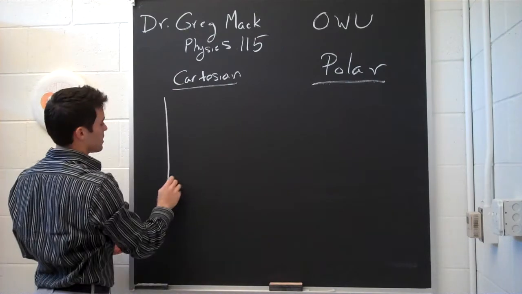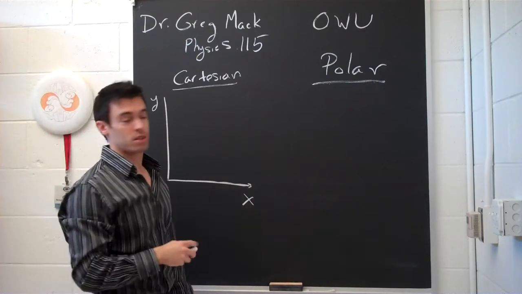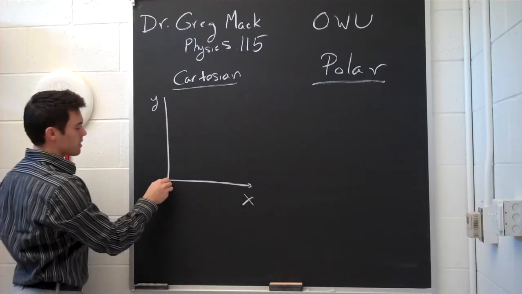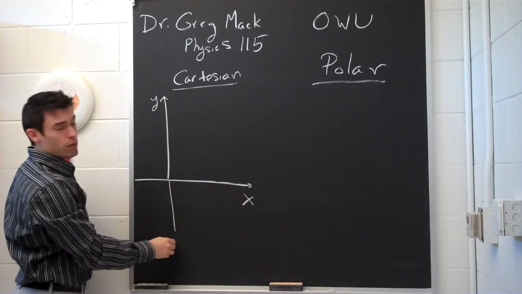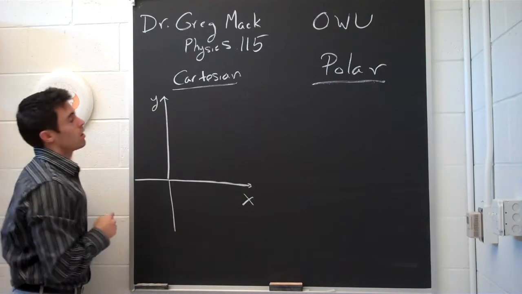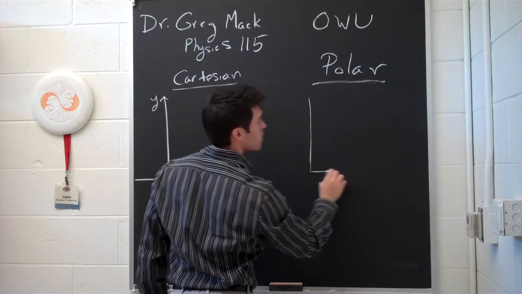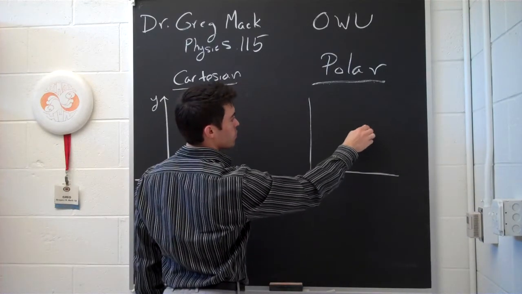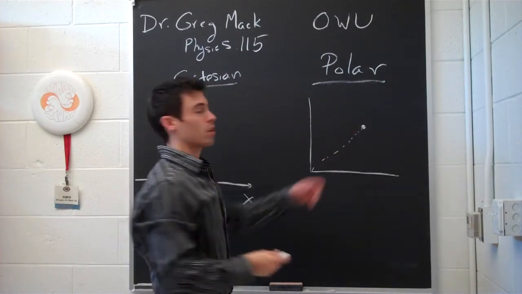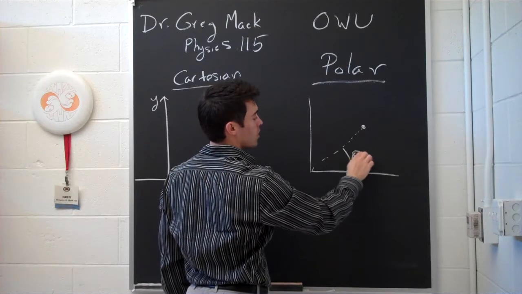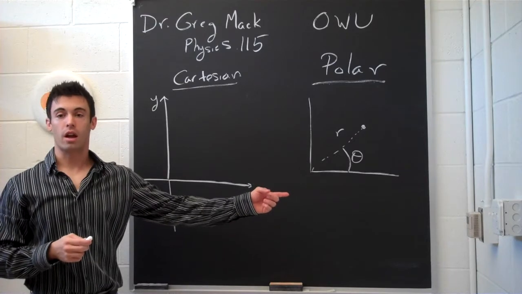The Cartesian coordinate system is the regular old x and y coordinate system, where this is positive x, this is positive y, this is negative y, and that's negative x. And those positive and negatives are actually very important. The polar coordinates instead use a radius, the distance to something, and some angle. So we have x and y, or we have r and theta.